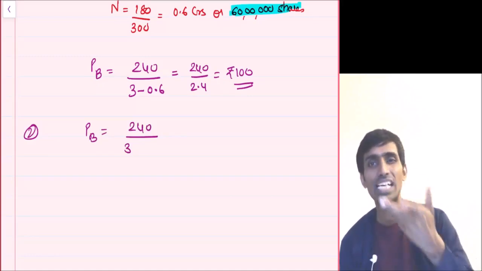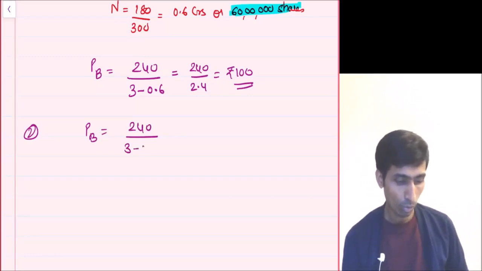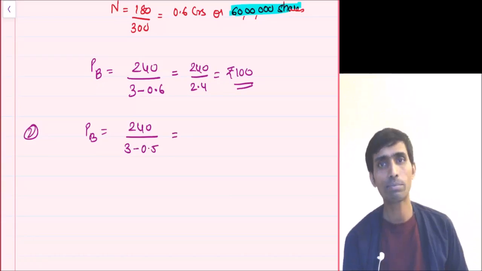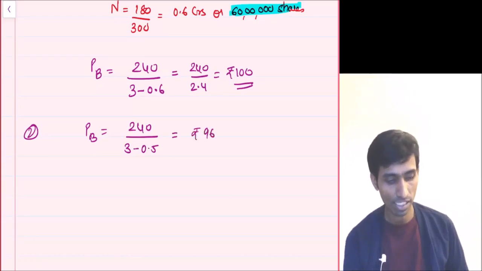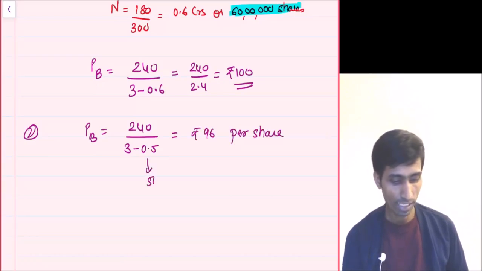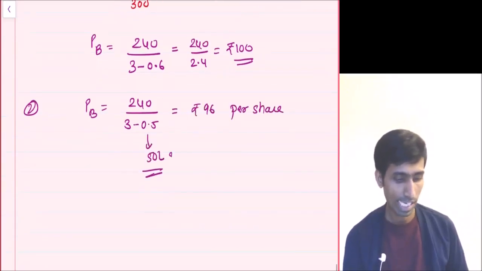So 50 lakh shares means 0.5 crore. Okay, so what is the price? Rupees 96 per share. Okay, this is for 50 lakh shares.